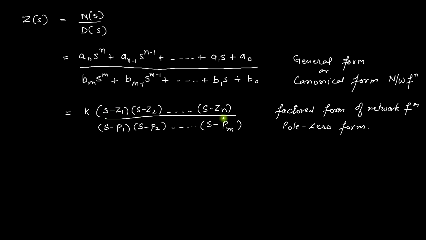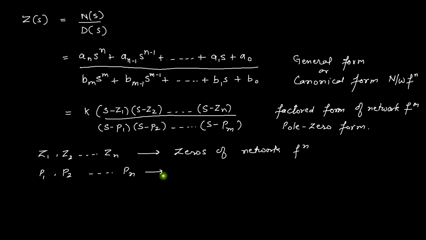Let us see what are these z's and p's in this form. Here these z's, z1, z2 up to zn, are called the zeros of the network function, whereas these p's, p1, p2 up to pm, are called poles of the network function. We can find the values of these zeros by substituting the numerator factors equal to 0. Let us say substituting s minus z1 equal to 0 will give s equal to z1, where this z1 is called the zero of the given network function.